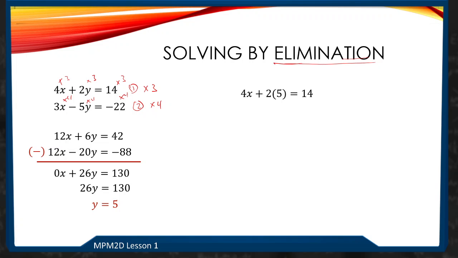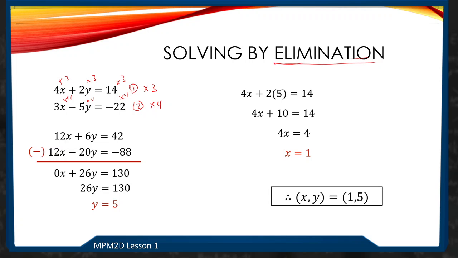Use the easiest one. In this case, I had a choice of either multiplying by 2 or multiplying by negative 5. Multiplying by positive 2 is easier, so I just plugged it into that equation. It would be the exact same if you plugged it into equation 2. So 4x plus 10 is 14. Subtract 10 from both sides. We end up with 4x equals 4. Divide by 4. We end up with x equals 1. So our little therefore statement: x, y equals 1, 5.